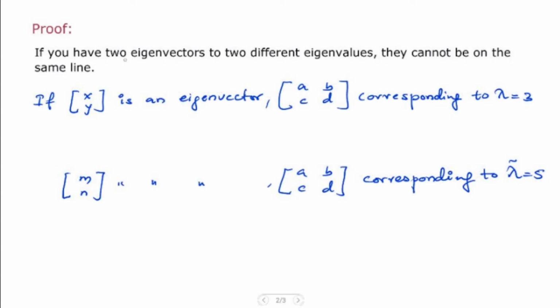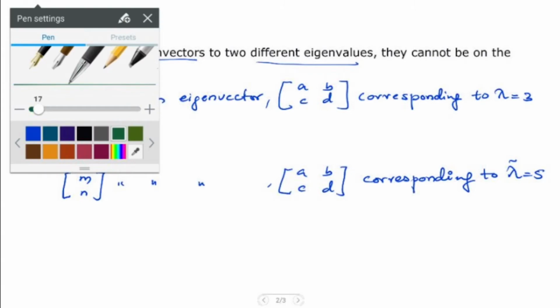If we have two eigenvectors, just like we have here x, y and m, n, to two different eigenvalues, so the eigenvalue of x, y is 3 here, and the eigenvalue for m, n is 5, they cannot be on the same line. Now, let's look into what this statement means by definition here, the statement that we have written.